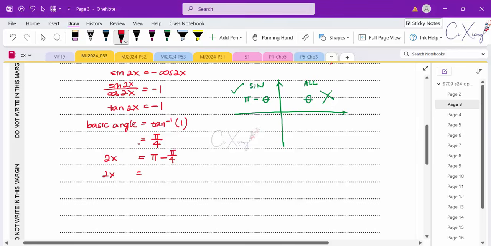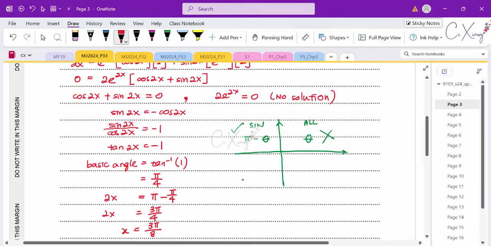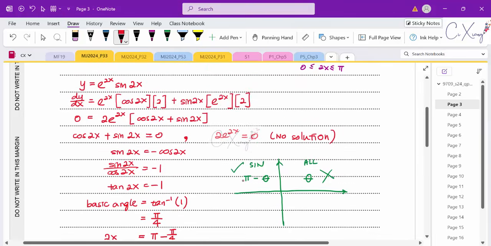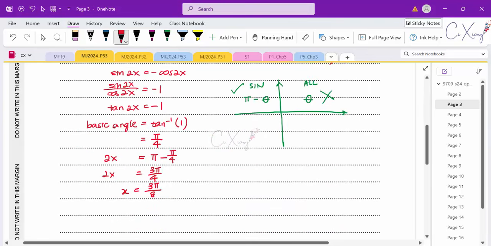Okay, so let's simplify our answer here. Pi minus pi over 4, you get 3 pi over 4. And hence, you have 3 pi over 8 after you divide by 2 to get x. So this is the x coordinate for your stationary point. Let's find out the y coordinate for the stationary point. To find the y coordinate, you have to substitute your value of x into the y equation from just now. Okay, so let's continue.